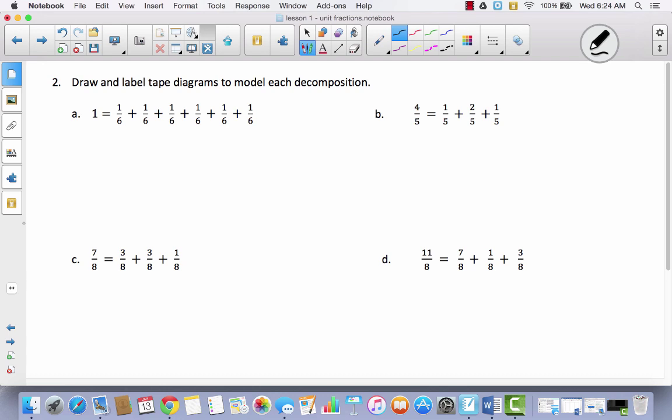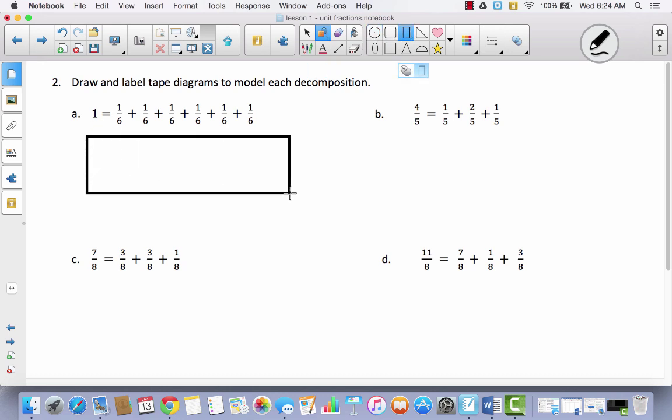Okay, so we have our whole. So you're going to very neatly draw a rectangle. I'm going to cheat a little bit because it's hard for me to draw a nice, neat rectangle with this pen. All right, so here is our whole, right? So let's go ahead and label this one whole. Put your one up there.